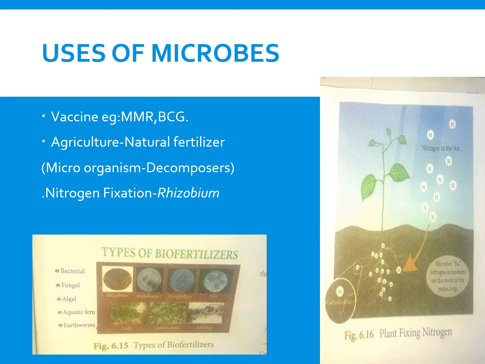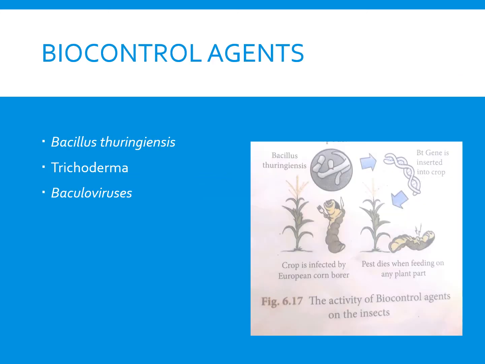The figure is a little faded, but try to understand. Okay, first rhizobium, second acetobacter, third azospirillum, the fourth I can't make out. Next, aquatic fern, everything below is aquatic fern, azolla, it is not clear, understand it. So these are examples of biofertilizers.